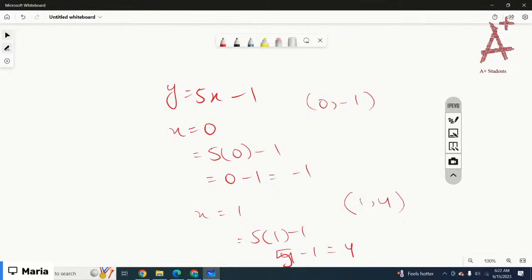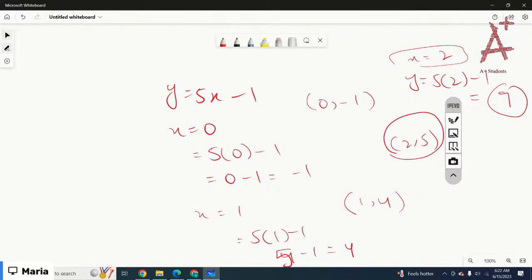Now you have to find one point that doesn't satisfy the relation. For example, x equals 2. It would be y equals 5 times 2 minus 1. 5 times 2 is 10, and 10 minus 1 is 9. So the point (2, 5) doesn't satisfy the relation, because when x equals 2, the value of y is 9, not 5. So you select values for x and y and see which satisfy the relation and which do not.